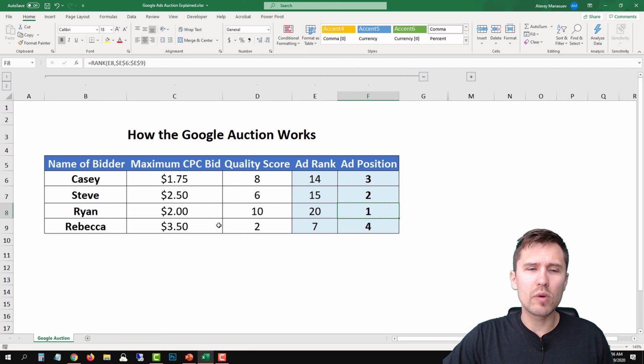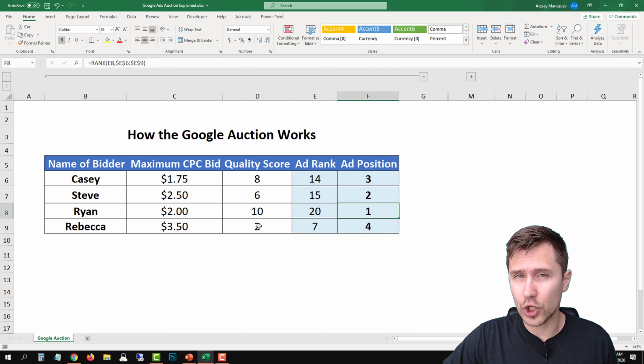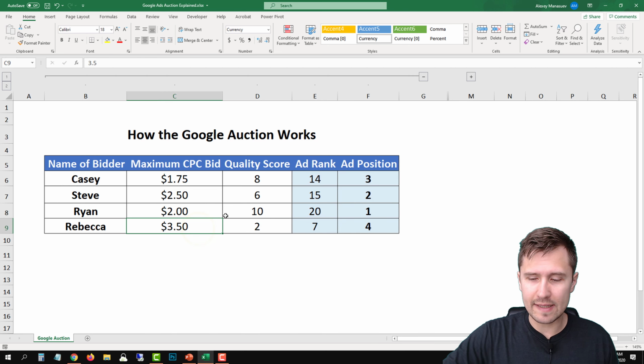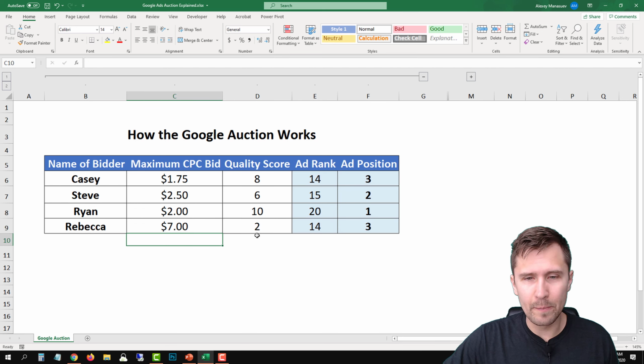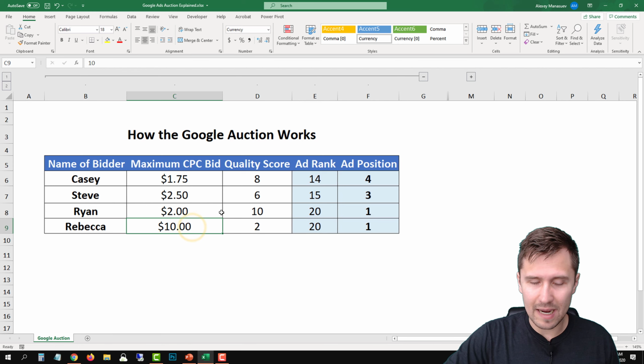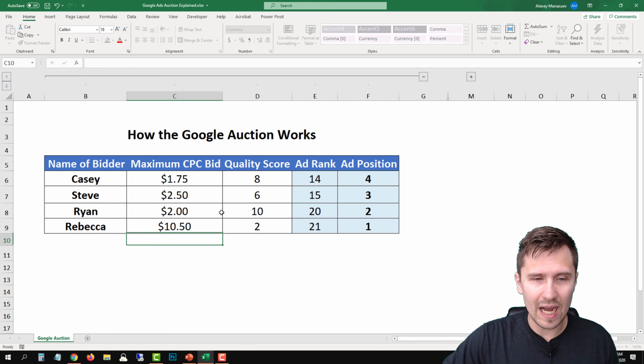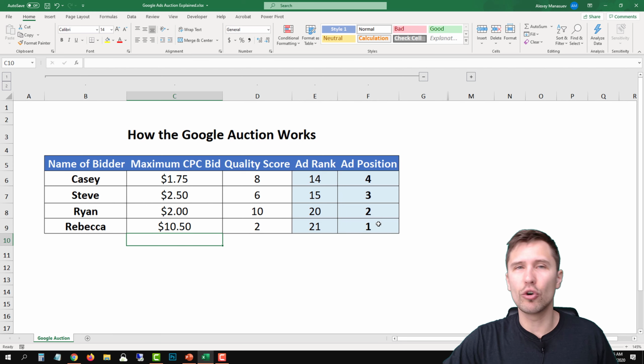Now, Rebecca could pay more, okay, in order for her ad to show up. So let's see how much. Let's say she pays $7. Let's say enter. Rebecca is still not first. Let's say $10. There you go. Now Rebecca is tied, okay? So if Rebecca pays, let's just say 10.5, only then will Rebecca show up first.